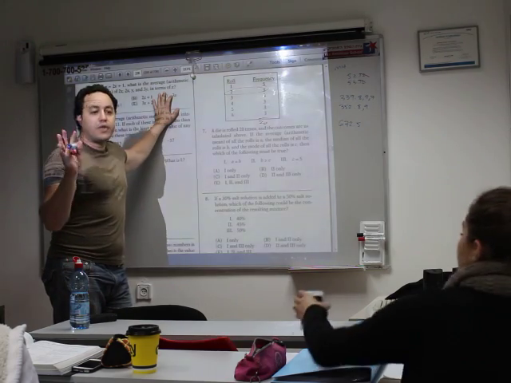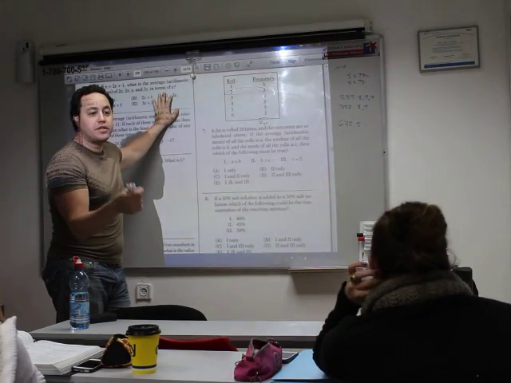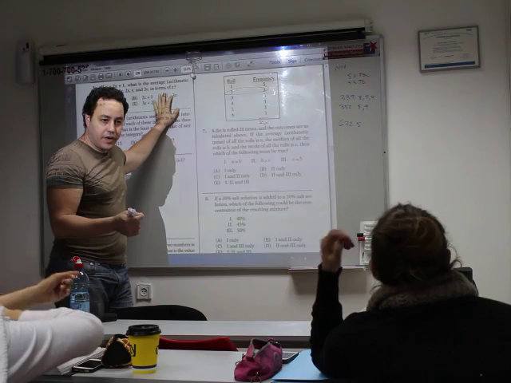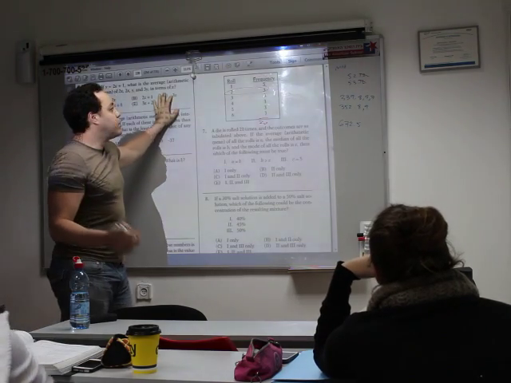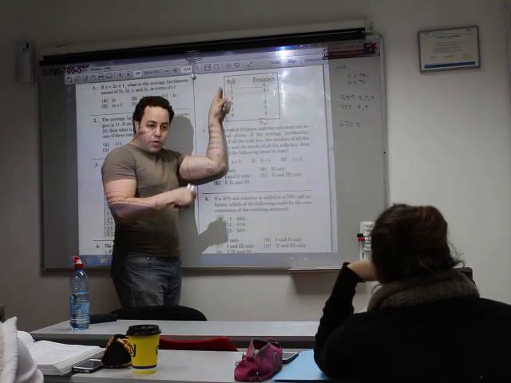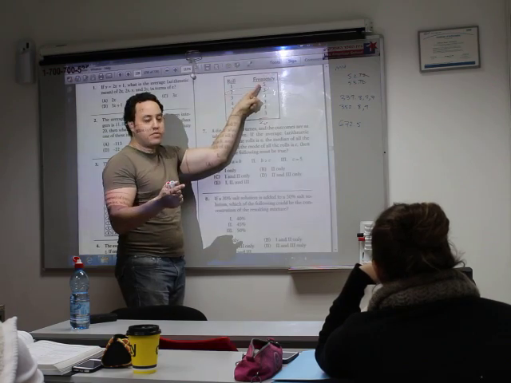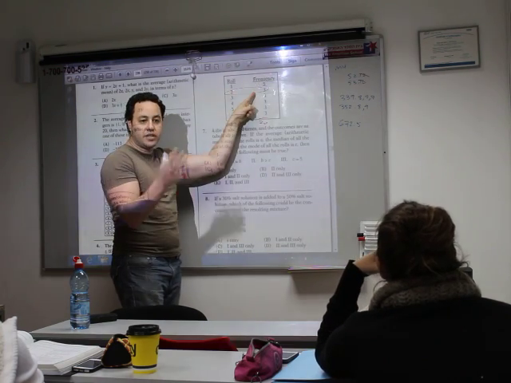Okay, frequency means how many times the result shows up. Got it? So the result of 1, the roll of 1 appeared 5 times. The roll of 2 appeared 3 times. Got it? So and so.